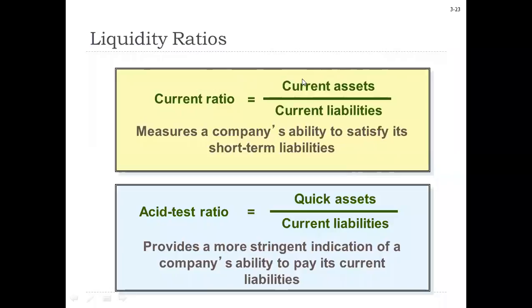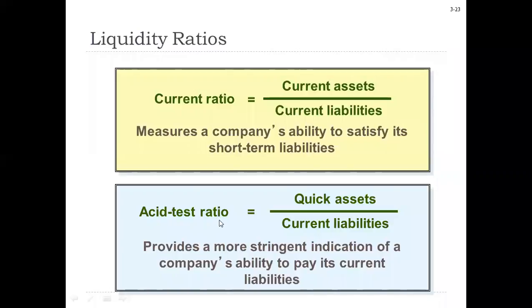Obviously, this ratio has to be greater than 1. A company should have at least enough current assets to cover their current liabilities, but that results in no cushion at all. So the greater this ratio, the more able a company is to pay their liabilities as they come due. A ratio of less than 1 means they don't have enough assets to pay the liabilities when they come due.